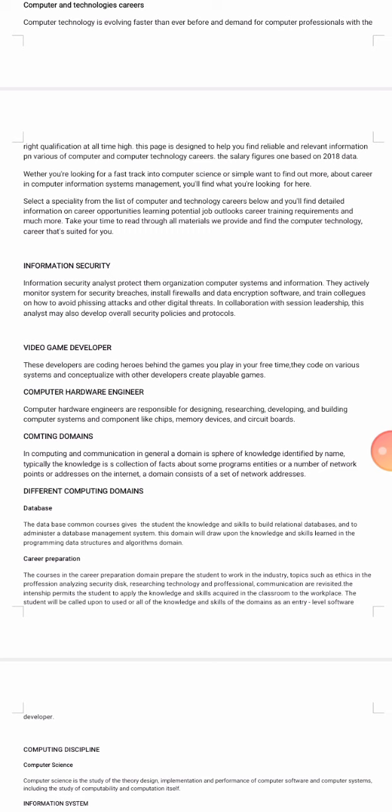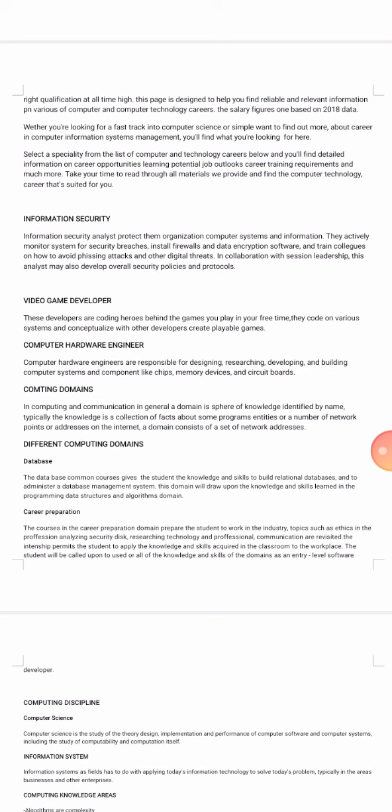Video game developer. These developers are the coding heroes behind the games you play in your free time. They code on various systems and collaborate with other developers to create playable games. Computer hardware engineer. Computer hardware engineers are responsible for designing, researching, developing, and building computer systems and components like chips, memory, devices, and circuit boards.